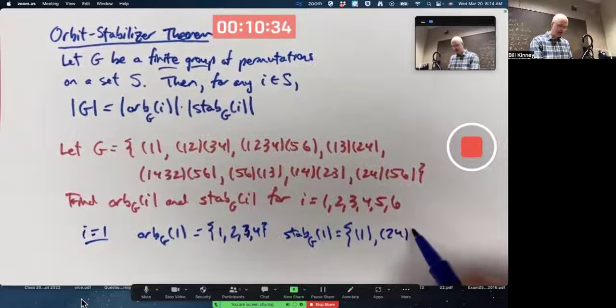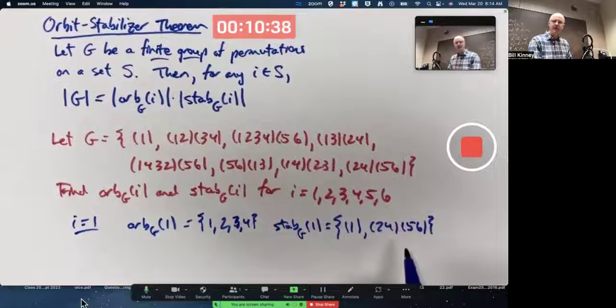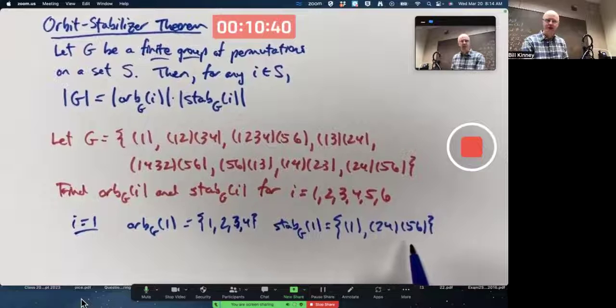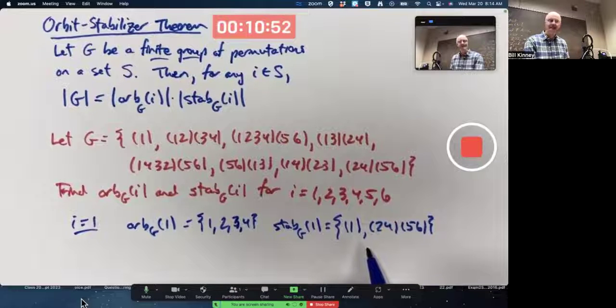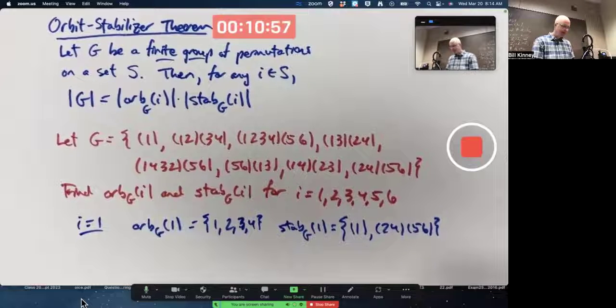So this is a subgroup of G of order 2, which makes sense when you look at this permutation. That's a product of 2 disjoint 2-cycles. Its order would be the LCM of 2 and 2, which is 2. If you square this permutation, you're going to get the identity. This is a subgroup of order 2. And the Orbit-Stabilizer Theorem is verified.